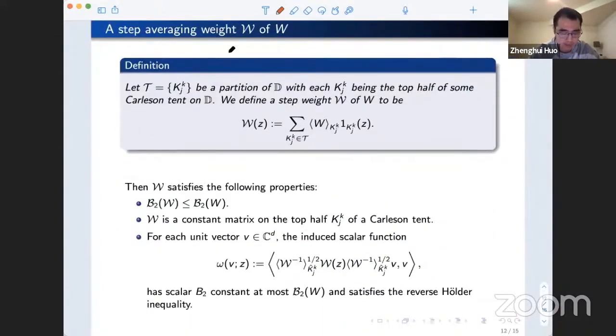we're basically able to construct a step averaging weight, fancy W, using the original given weight W right here. So what we do right here is we're considering a partition for the unit disk, for example, which Brad has just mentioned in the previous talk. Right, this kind of construction.